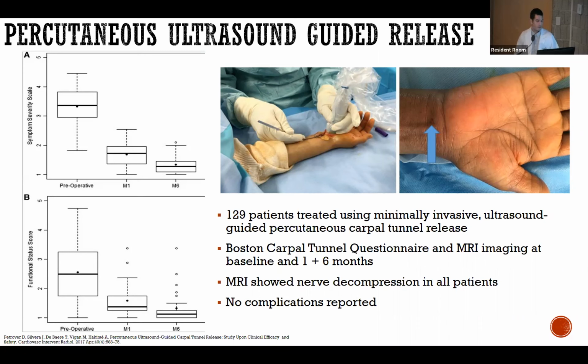The largest one is from 2017 by Petrova et al., which examined 129 patients with carpal tunnel syndrome using this technique. They evaluated these patients at baseline and then at 1 and 6 months using the Boston Carpal Tunnel Questionnaire and MRI imaging. And what they found is that over time, both symptom severity and functional status tended to improve up to 6 months after surgery. And on MRI, they found that all patients had complete resection of the transverse carpal ligament, and they reported no complications. There have been a few other smaller studies which report some complications, but nothing higher than the 2 other techniques that are commonly used.